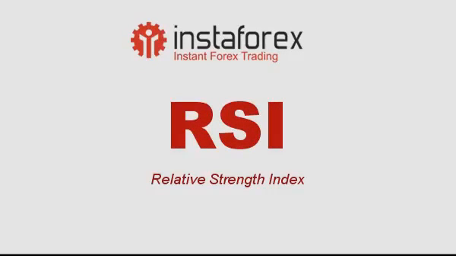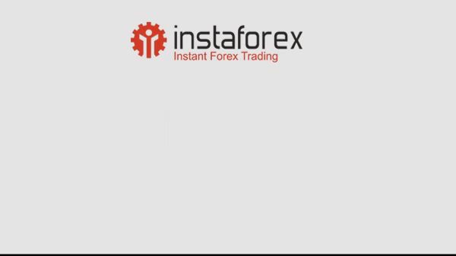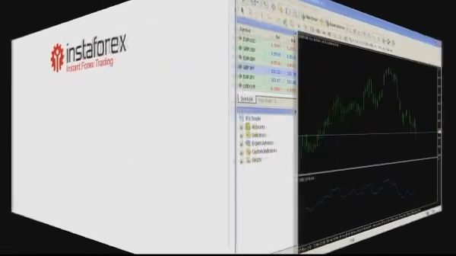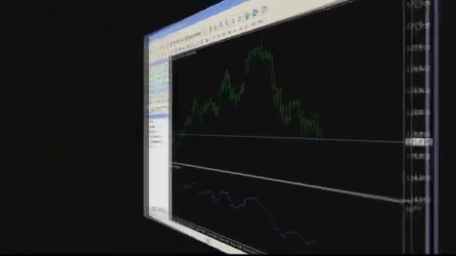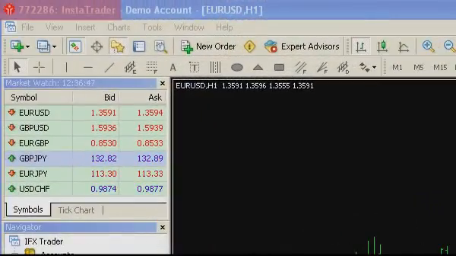RSI. Hello, in this video we will consider a popular relative strength indicator oscillator. RSI was developed by Wilder in summer 1978. Since then, this technical analysis instrument is extremely popular among traders on various markets including Forex. Let us see what the RSI Oscillator is like.